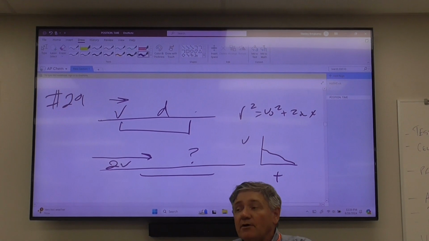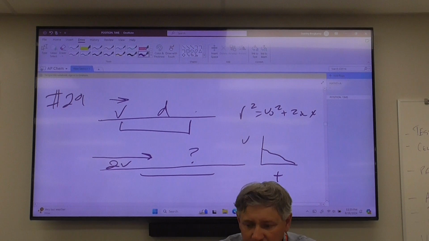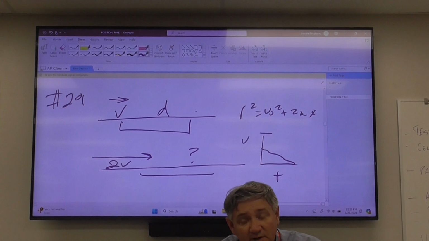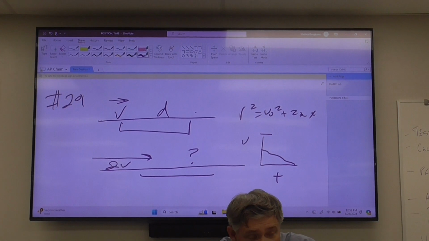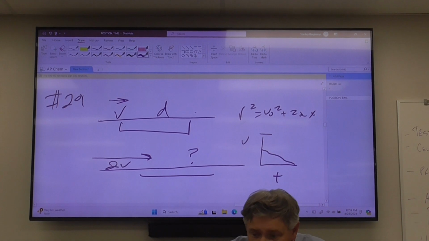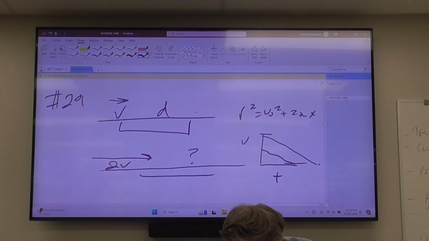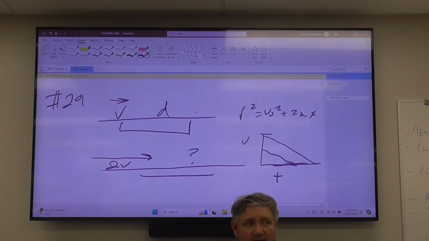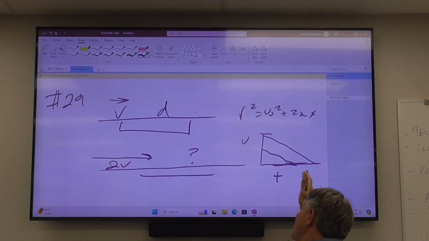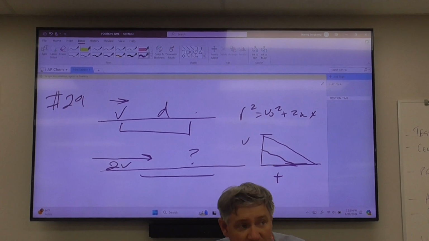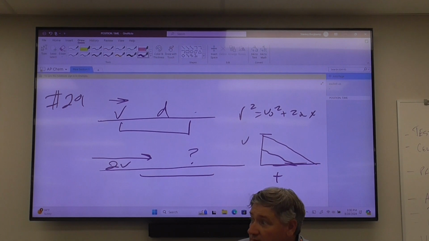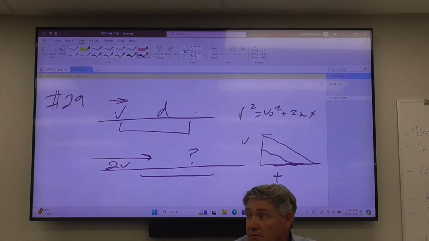Now, if you're going 2v, you're going to start up here. But you're going to have the same acceleration. So what do you know about the slope of that line? It's going to be the same. The two lines are going to be parallel because they have the same acceleration. So this line is going to be parallel with that, and you're going to end up out something like this. Now, clearly, if you just have this graph, which car is going to travel a greater distance before it stops, v or 2v? 2v. How do you know? Just looking at the graph, the line is longer.